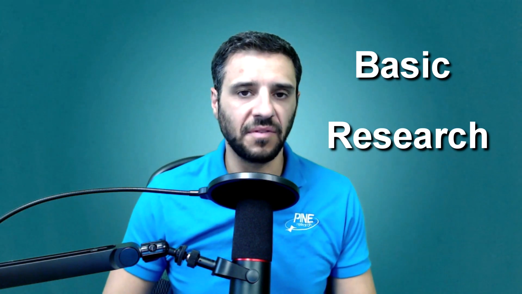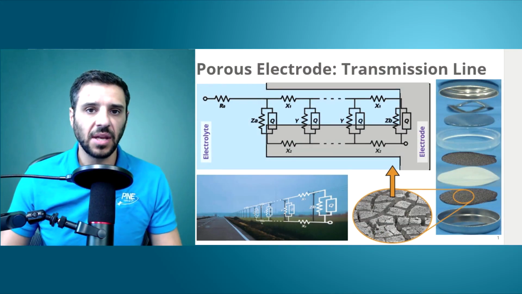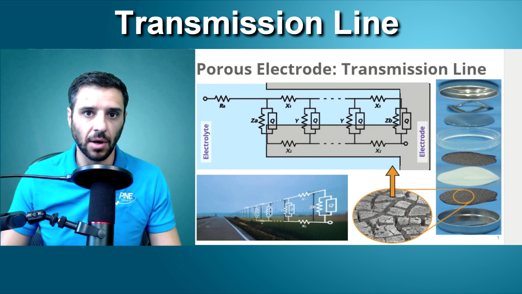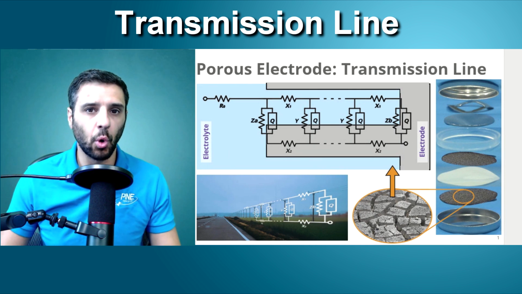All of the features that I've shown to this point in the video are available in both the Basic and Research options. But note that all of the features from this point of the video on are available in only the Research option. A transmission line is a specialized equivalent circuit model that is sometimes used to represent porous electrodes.